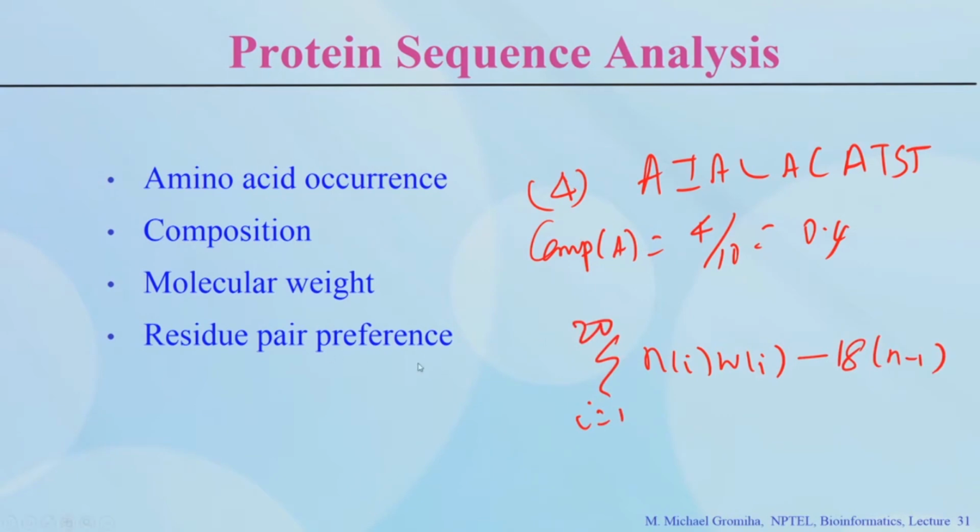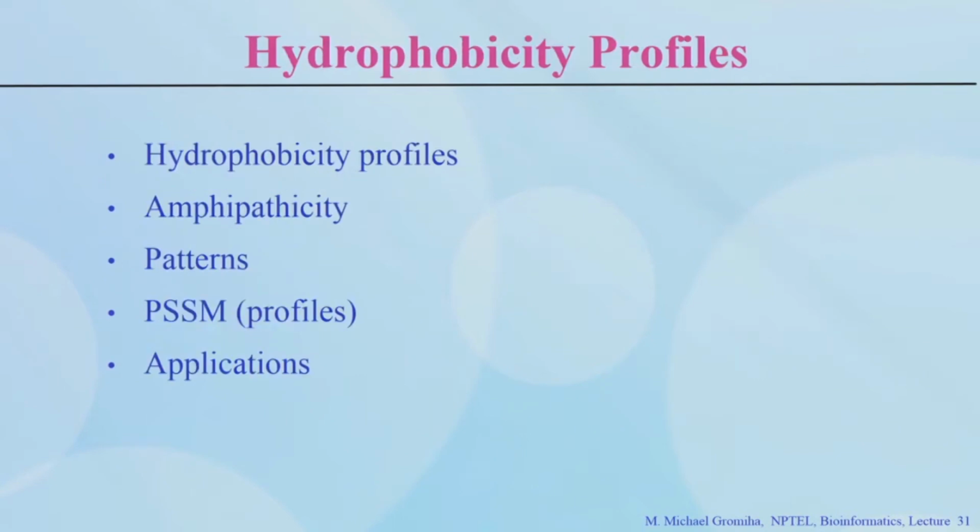Then you can get the residue pair preference, how each two residues, dipeptides, come close to each other. For example, here A is with L, this A is with T, these A is with C and so on, right, you can get the residue pair preference.